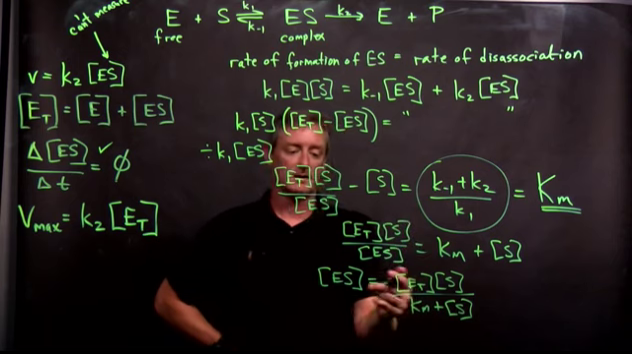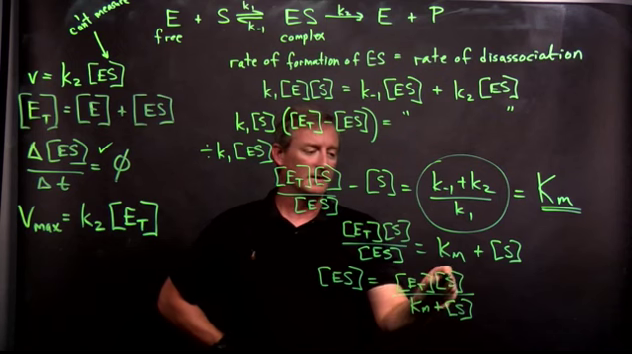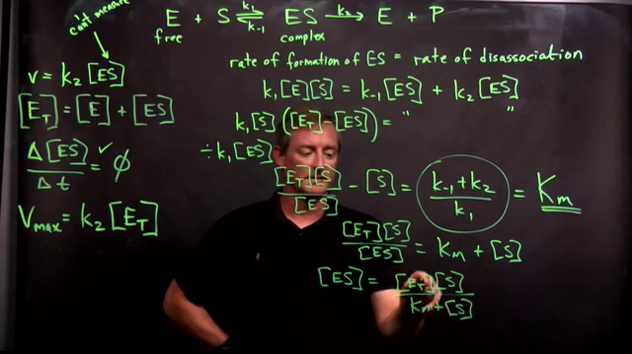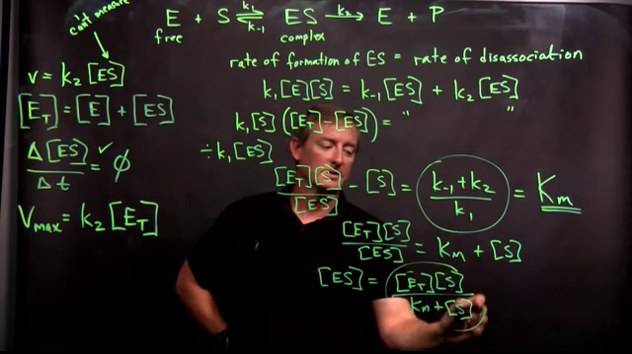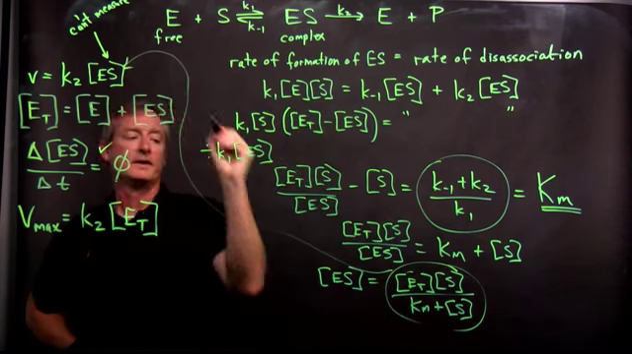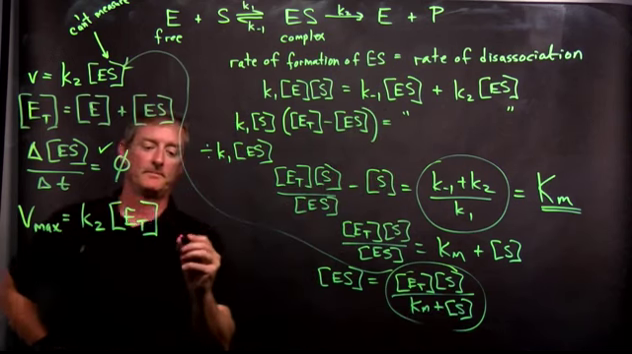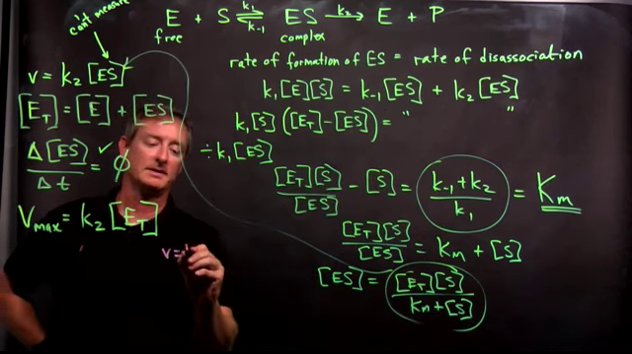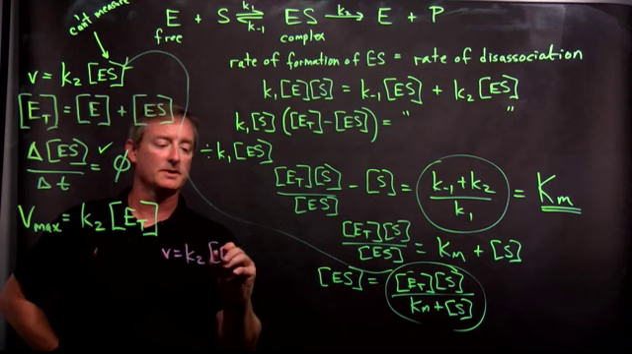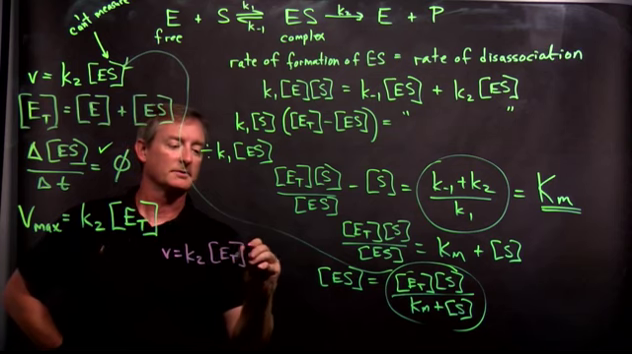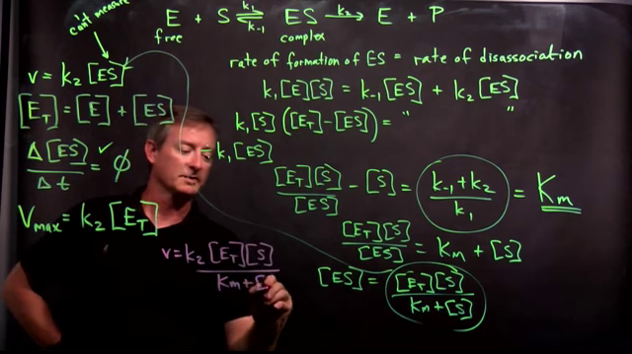Okay, this is great, actually, right? We've got the concentration of something we hated in the first place because we couldn't measure it, and we've put it into a form where we can measure stuff. We know the total enzyme concentration, we know the substrate concentration, so let's substitute this whole thing in over here. I'll use a different colored marker. Velocity equals K2 times all this stuff, right? Concentration of total enzyme, concentration of substrate over Km plus concentration of substrate.